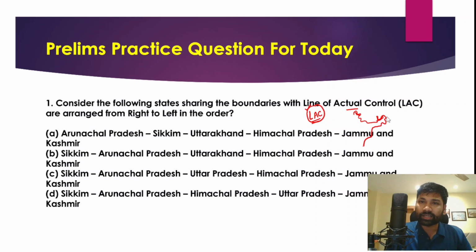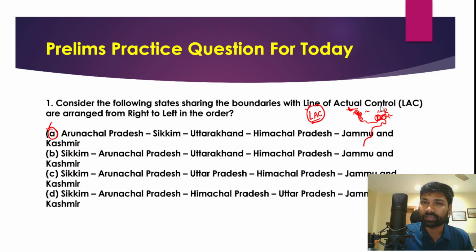Since the question is asking us to arrange them from right to left, this is right and this is left. So to arrange them from right to left, we need to proceed in this direction, right? So the correct answer for this question is option A, because first Arunachal Pradesh, then Sikkim, and after that Uttarakhand, Himachal Pradesh and Jammu and Kashmir, right? So this is how the Line of Actual Control is located. Now we cannot say Jammu and Kashmir, rather we can say Ladakh, right? So therefore the correct answer for this question is option A.